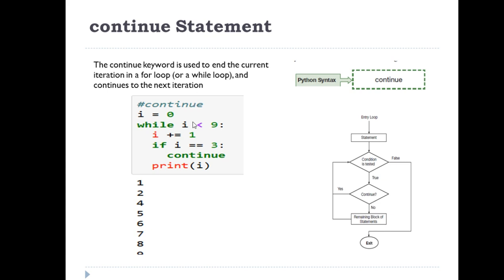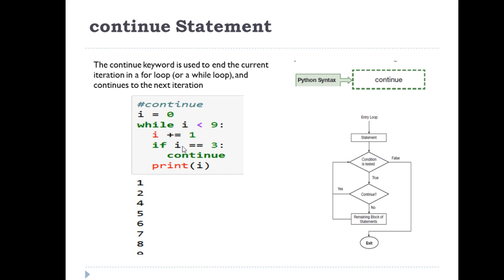See here, i is equal to 0, is i less than 9? Yes, 0 is less than 9. Now it will increment the value of i, it becomes 1. If i is equal to 3, is i equal to 3? No, 1 is not equal to 3. It will not execute continue, it will print i. So 1 is printed. Next, value of i is 2. 2 is less than 9? Yes. Is 2 equal to 3? No. So continue is not executed, 2 is printed.